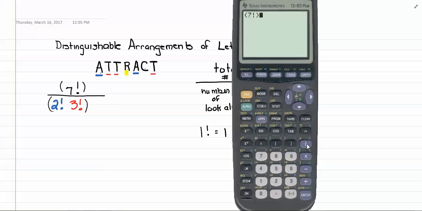And then go divided by, and then again, the entire denominator needs to go in parentheses. So now do 2 factorial. So 2, math, go over to probability, go down to number 4, times 3 factorial. So 3, go over to the math menu, over to probability, number 4, and then hit enter. All right, so I get, there's 420 distinguishable arrangements of letters.